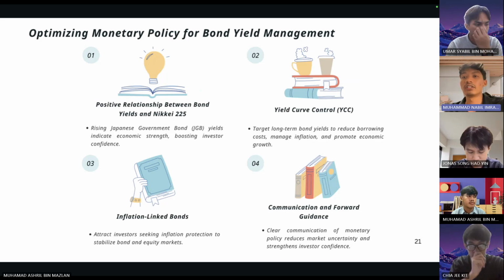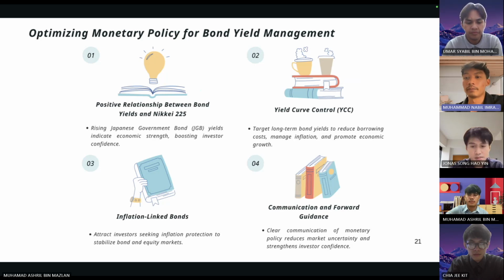The first one is yield curve control. Yield curve control remains a vital tool for stabilizing borrowing costs and fostering economic growth. The Bank of Japan should continue to fine-tune this approach in response to global interest rates, maintaining investor confidence while ensuring sustainable economic expansion.